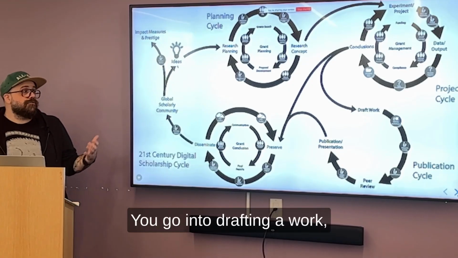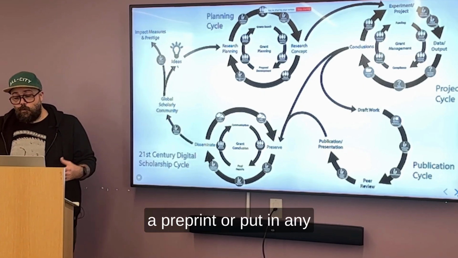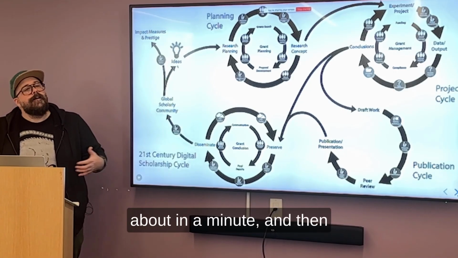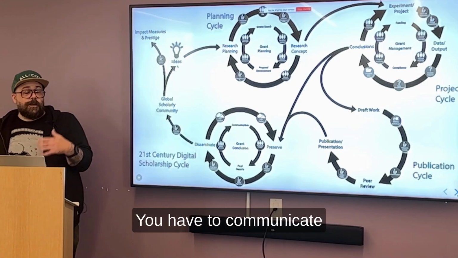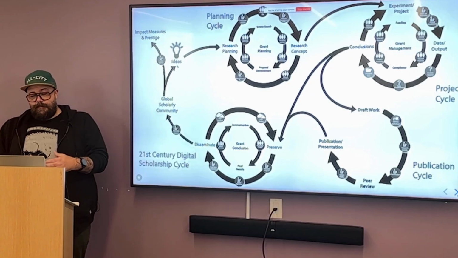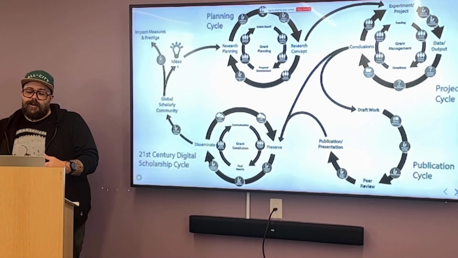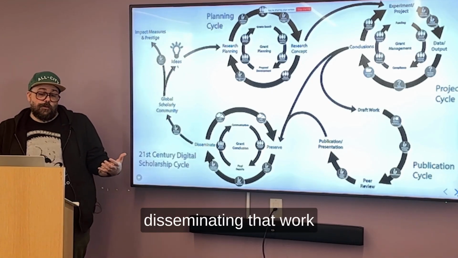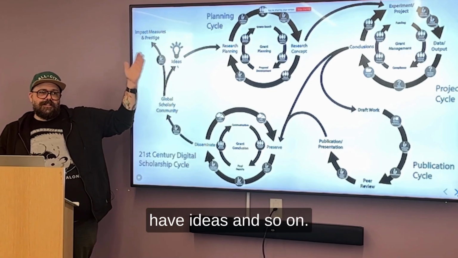From your conclusions, you go on to drafting a work, which can be submitted to an article as a preprint or put in any other number of places. It goes through a process of peer review, which we'll talk about in a minute, and then the work gets published. And then after it's published, it moves on to stuff like preservation. You have to communicate that you did the work. You have to talk about having done the work with people. You have to maybe do some conference presentations about your work. You have to do work related to grant conclusions, final reports, and ultimately disseminating that work to who needs to see it. It goes out to the global scholarly community. Those people read it, they have ideas, and so on.